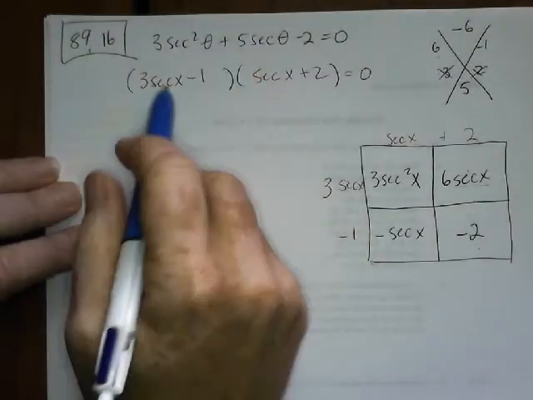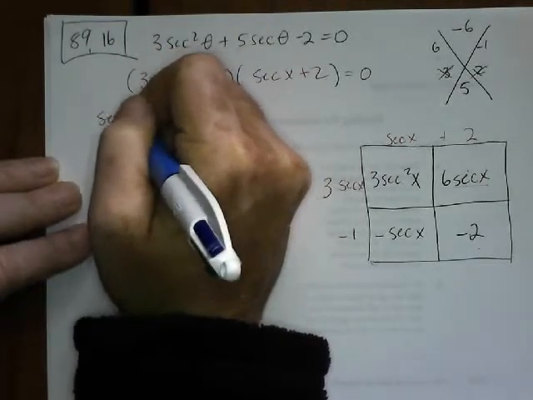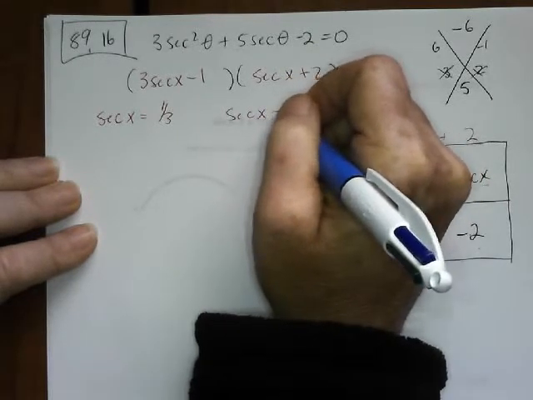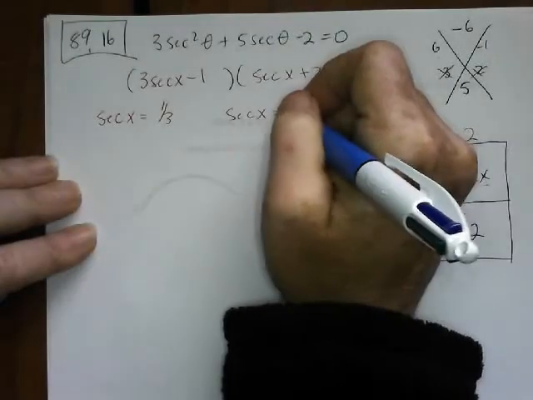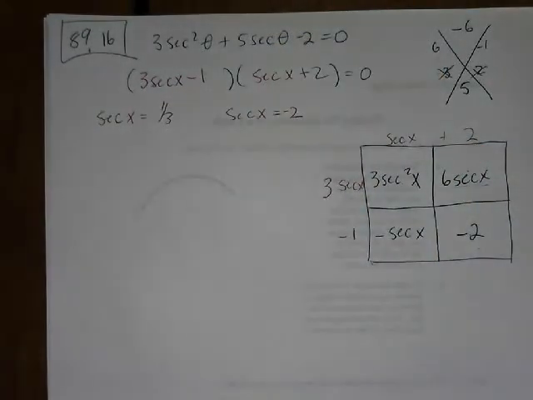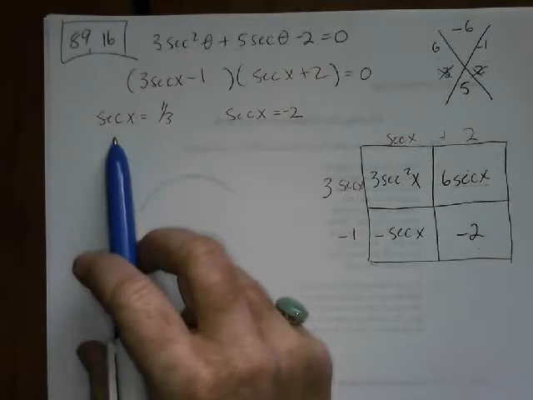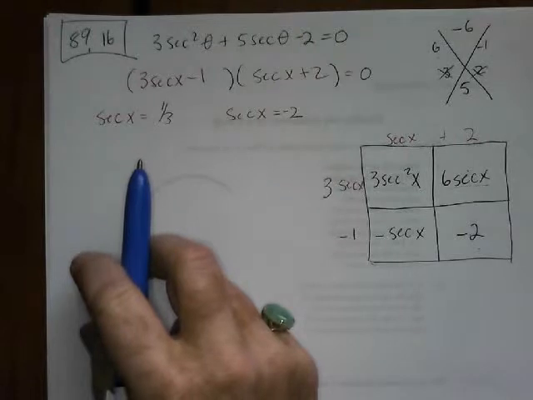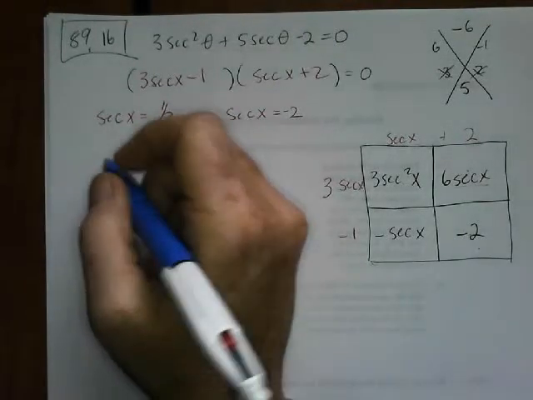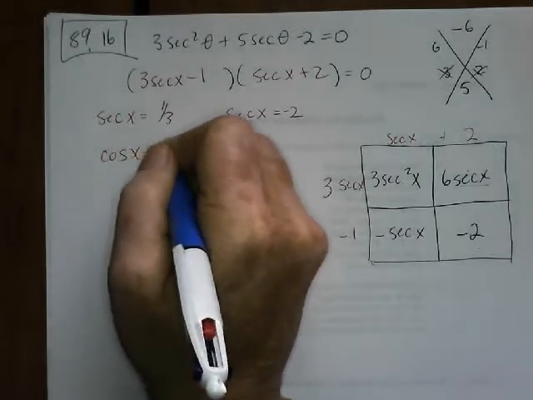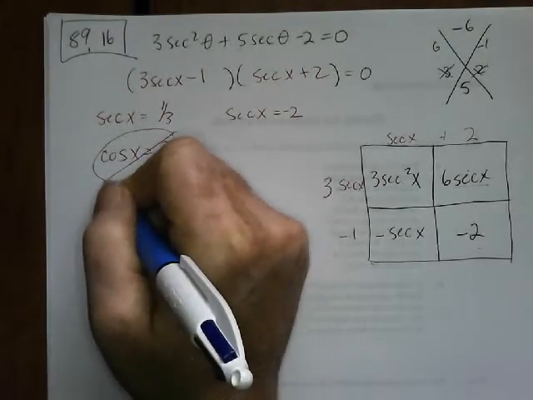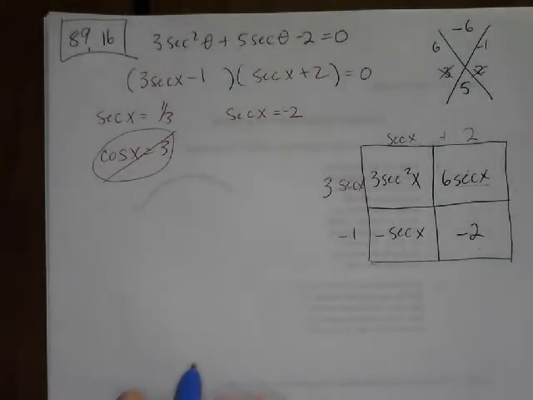And then we're going to use zero product property. So this one's going to give me secant x equals 1/3. This one will give me secant x equals, oh, negative 2. Is that right? Okay, and then so secant is the reciprocal of cosine. So this is kind of the same as saying cosine x equals 3. Can cosine x ever equal 3? You're supposed to say no. It's supposed to be between negative 1 and positive 1.